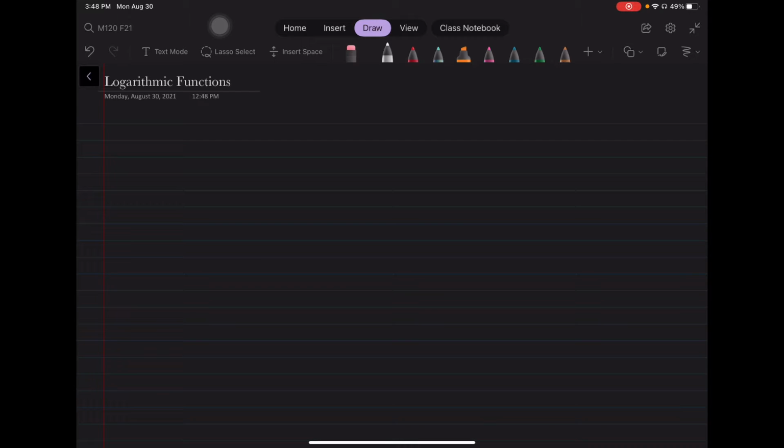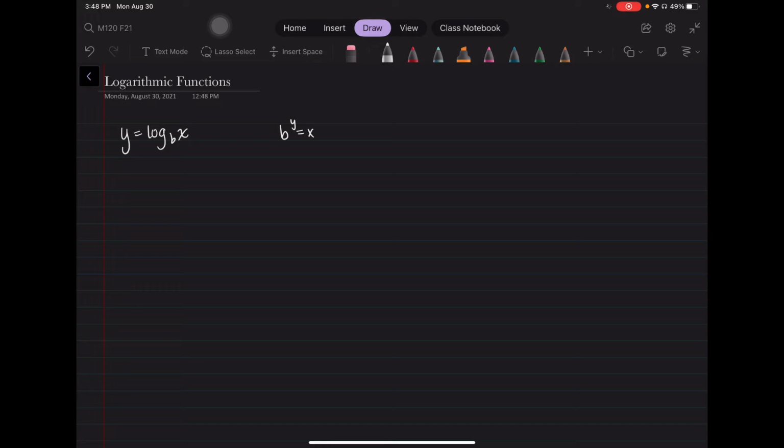We're going to be focusing on logarithmic functions. Remember that logarithms are the inverse of exponential functions. And if we were to say that y is equal to log base b of x, that is the same thing as b to the y equals x. Those two things can be rewritten.